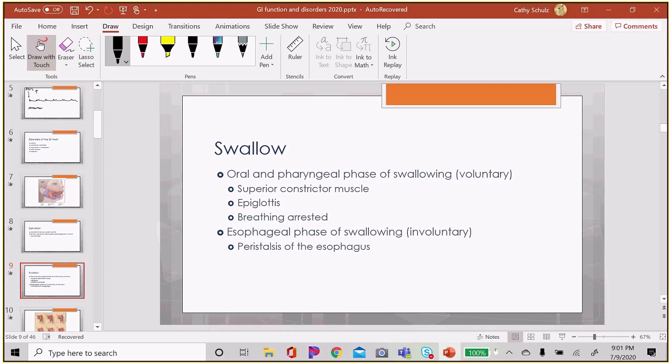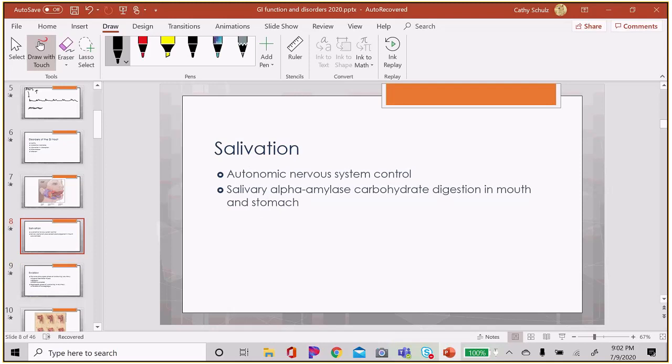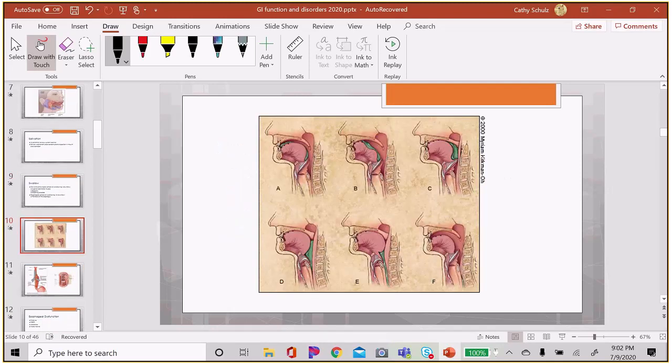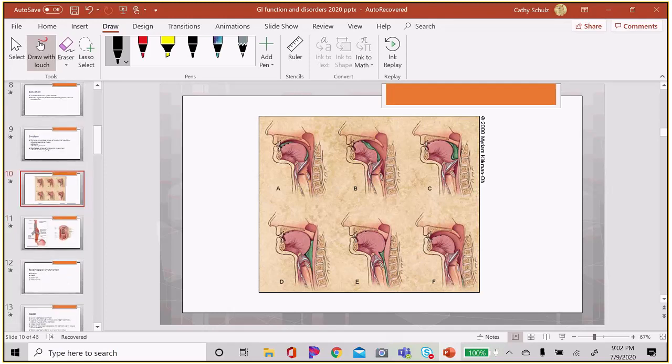Half of that is voluntary, the other half is involuntary. So in our oral pharyngeal phase, we use our muscles in the mouth and our tongue to move the food against our hard palate and get it into smaller, easier to swallow pieces. And then as we push the food bolus back in the back of the esophagus, the epiglottis closes over the larynx, breathing should be arrested, and the peristalsis of the esophagus, this is an involuntary phase of swallowing. So this is the muscle movement of swallowing that we just described.